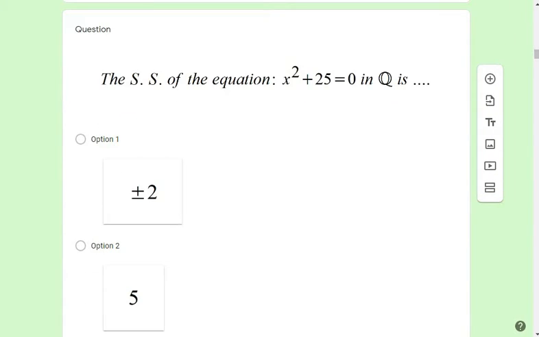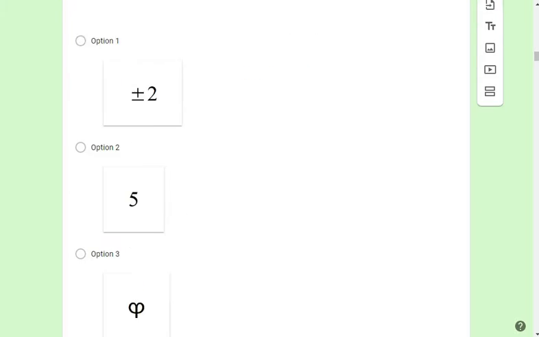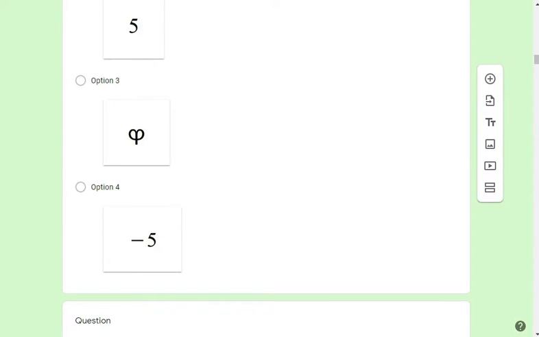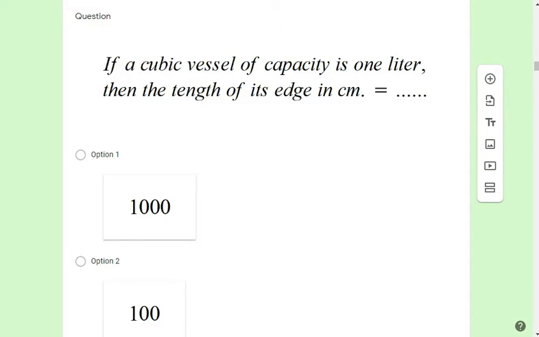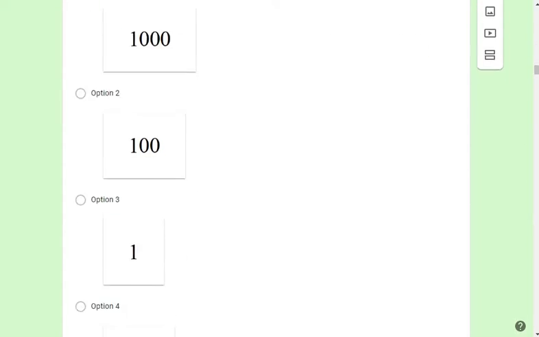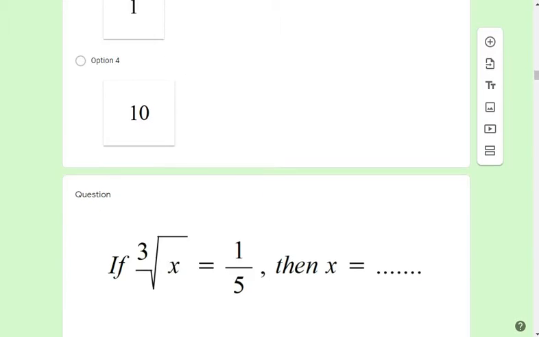The next, the solution set of the equation x power 2 plus 25 equals 0 in Q is what? Choose one of the following answers: positive or negative 2, 5, 5, or negative 5. The next, if a cubic vessel of capacity 1 liter, then the length of its edge in centimeters equals what? 1000, 100, 1, or 10.